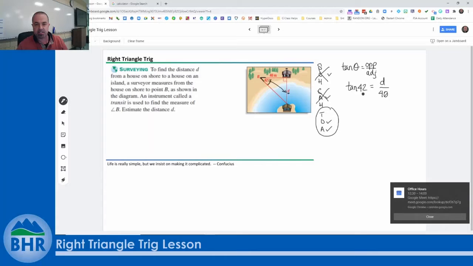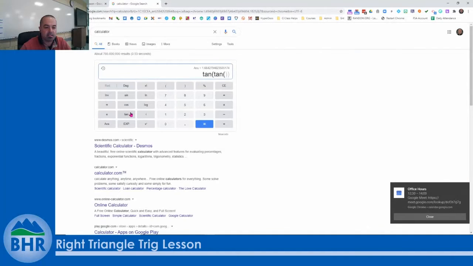And I'm going to multiply that by 40, and I'm going to multiply this by 40. And these are going to cancel. And I'm going to have 40 times the tangent of 42 is equal to D. I'm going to go to my calculator, and I'm going to clear this out, and I'm going to do the tangent. Let's do 40 times the tangent of 42.